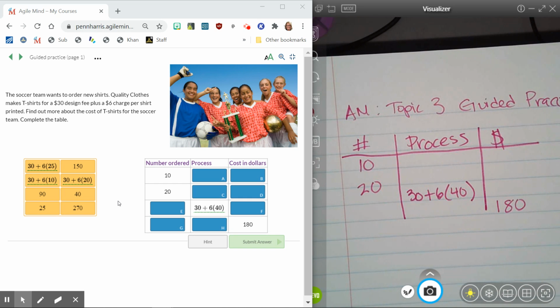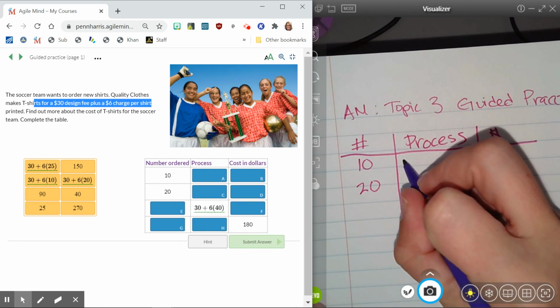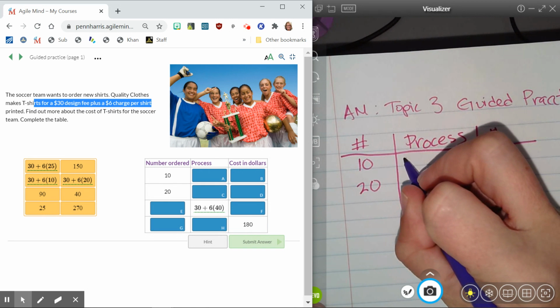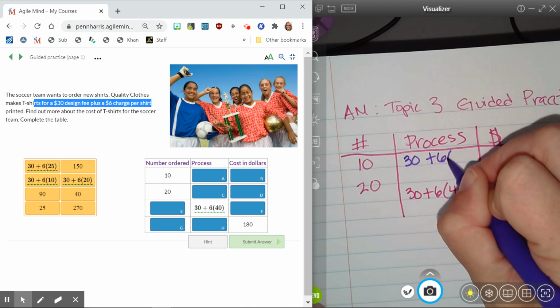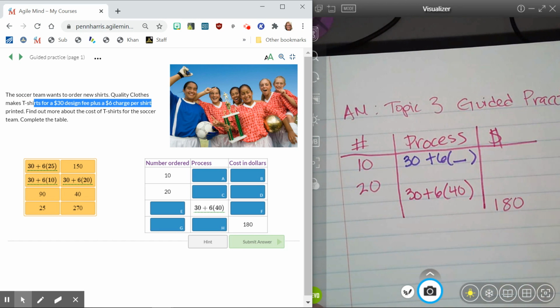So the big thing here, guys, we need to first figure out what is the process that we're going through. How do I know that once I have 10 that I order, what it's going to cost me? Okay. Well, so we're going to go back up here and look at what they said the cost is. They said the cost is going to be $30 plus $6 per shirt that we buy.